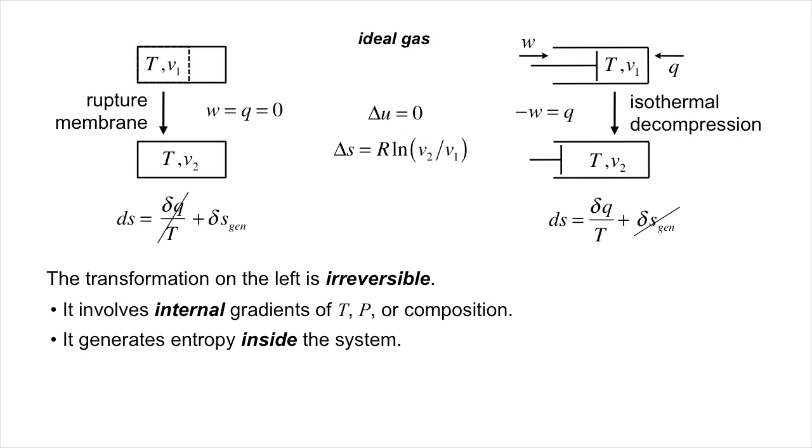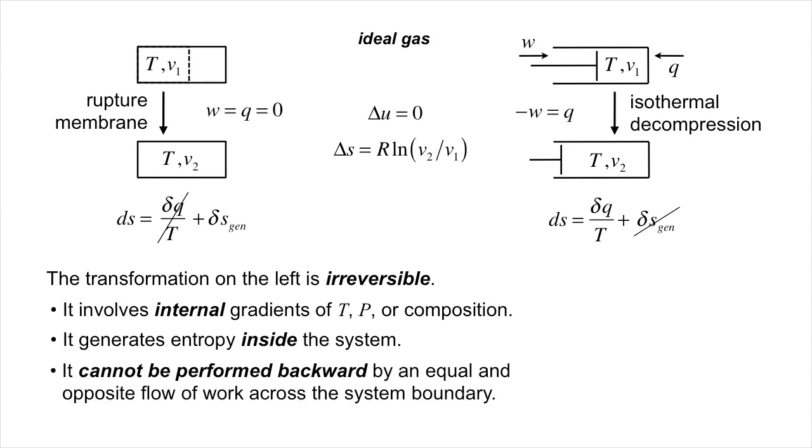These gradients result in entropy generation inside the system that cannot be accounted for via heat flow across the system boundary. The reason this type of transformation is called irreversible is that due to the entropy generated, it cannot be performed backwards by an equal and opposite flow of work and heat across the system boundary.